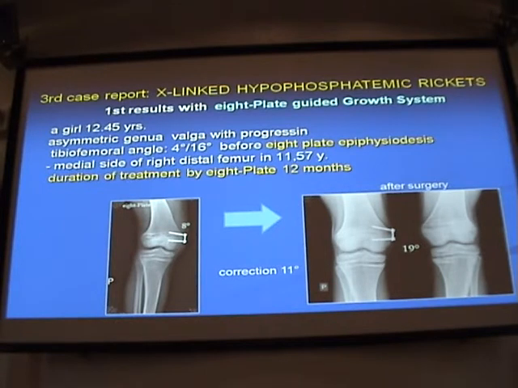And this is a result of 8 plate guided growth system in a girl. She was till the age of 14 years treated conservatively by intake of calcitriol and phosphates, but due to progression of genua valga, we carried out 8 plate epiphysiodesis, and correction was successful. You see it on X-ray. Phenotype I will present in the next lecture.